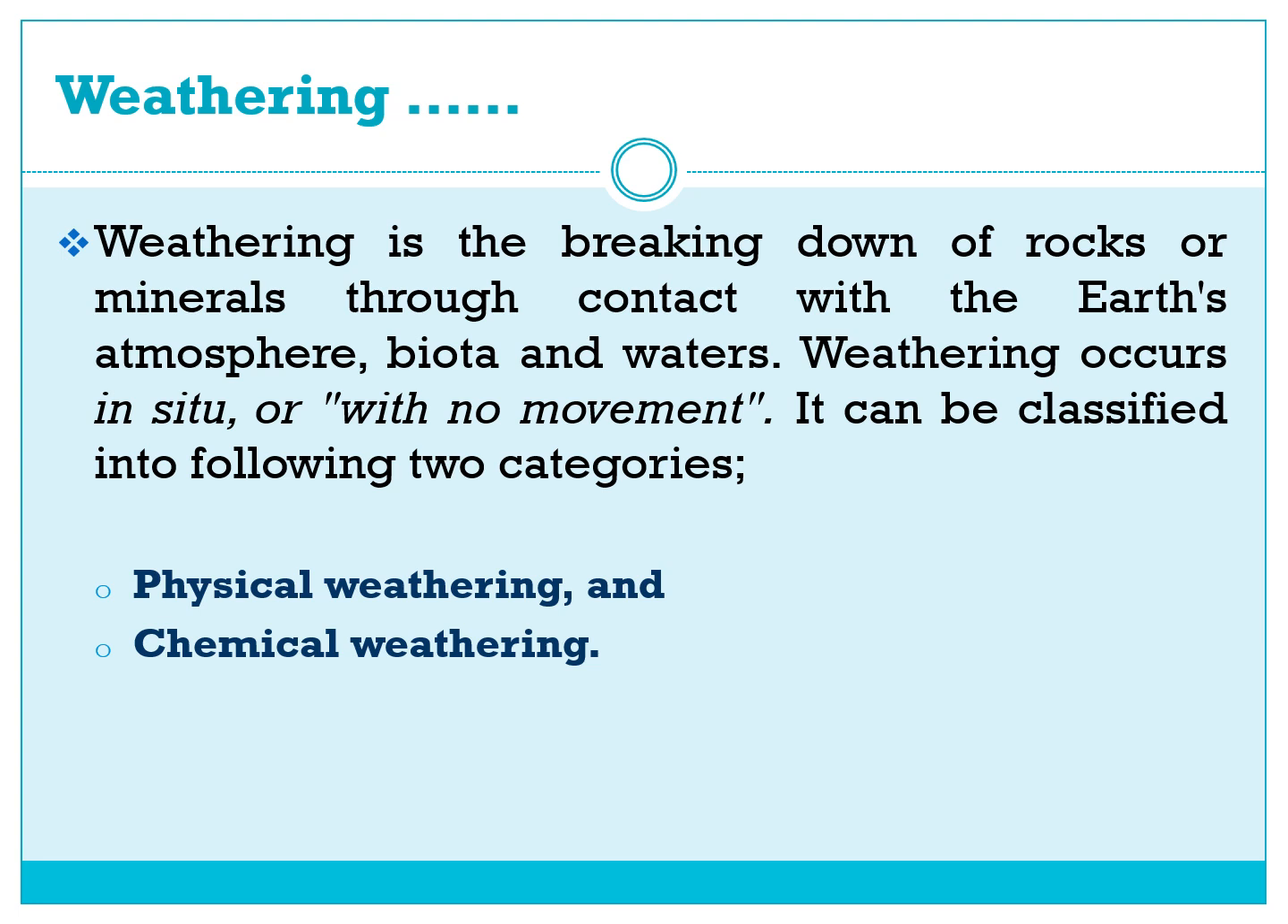Weathering. The fragmentation of rock starts with the process called weathering, which is the breakdown of rocks or minerals through contact with Earth's atmosphere, biota, and waters. Weathering occurs in situ, with no movement. It can be classified into two categories: physical weathering and chemical weathering.